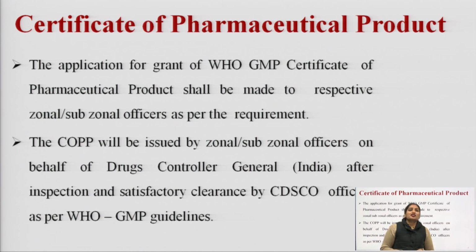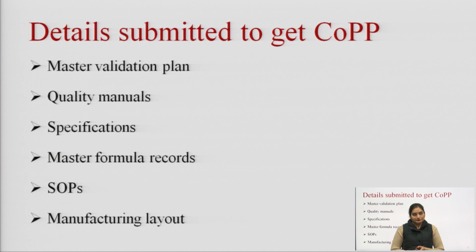Generally, the application for grant of WHO GMP certificate of pharmaceutical product shall be made to the respective zonal or sub-zonal offices as per the requirements. This certificate will be issued by the zonal or sub-zonal offices on behalf of the Drug Controller General of India after the inspection and satisfactory clearance by the CDSCO office as per the WHO GMP guideline.